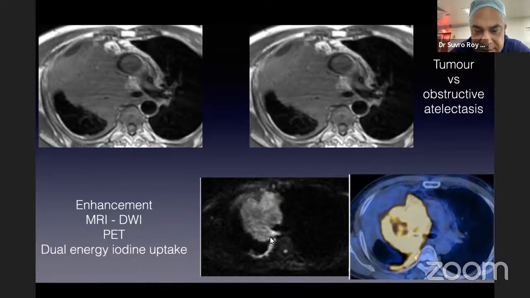This is usually the case, and this is diffusion weighted imaging corresponding to this area of tumor, and this is the PET, and this is the area which is obstructive atelectasis.